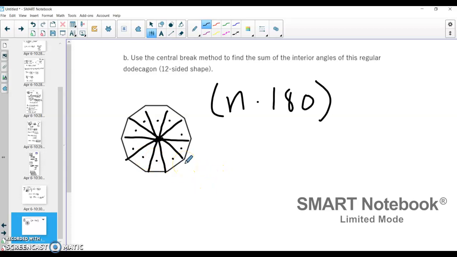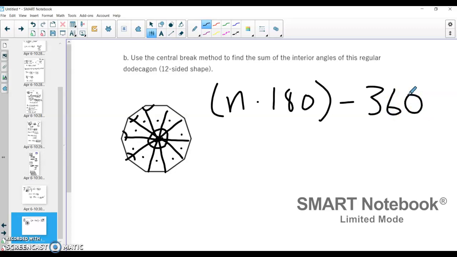But what I want to do is I want to subtract out this central angle, because then all I'm left with are these interior angles. So I take the n times 180 to find all the angles. I subtract out 360 because my central angle is always 360.